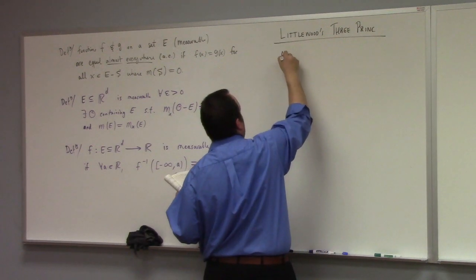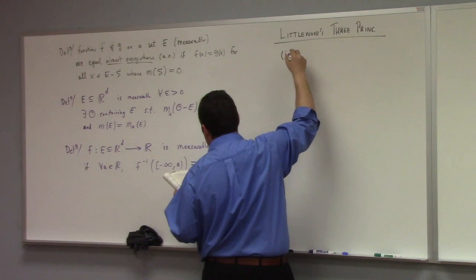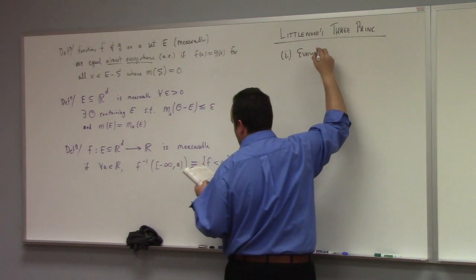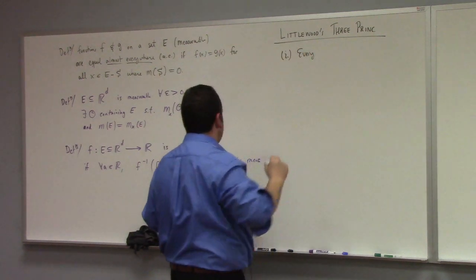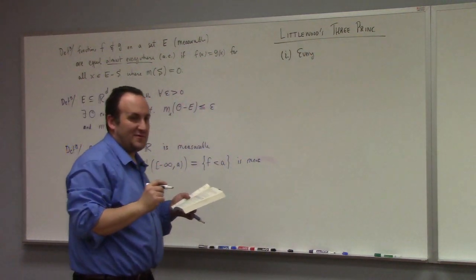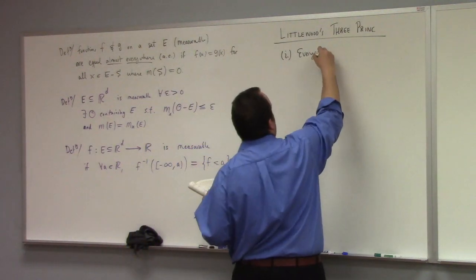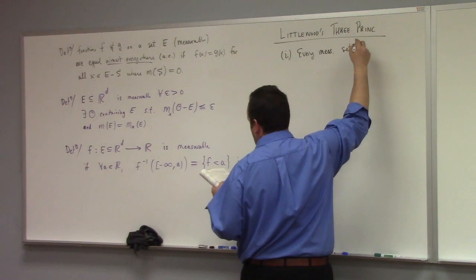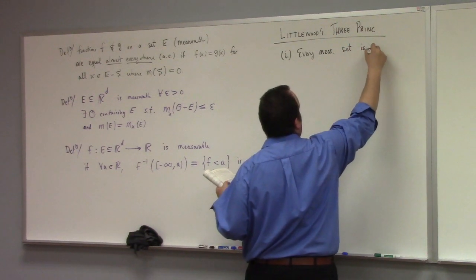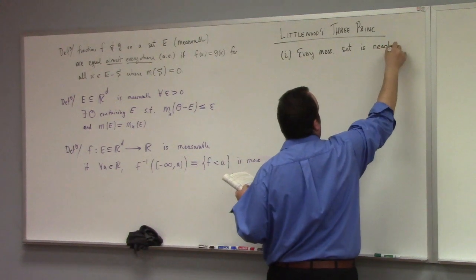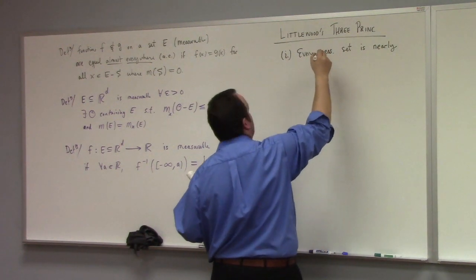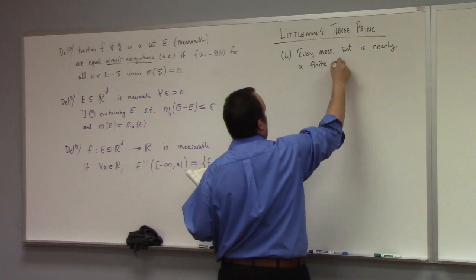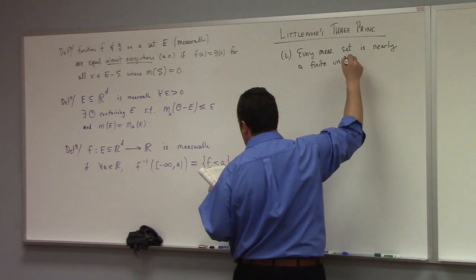So number one, every set, I'm going to take his three principles and write them in a slightly more correct way. Every measurable set is nearly a finite union of intervals.